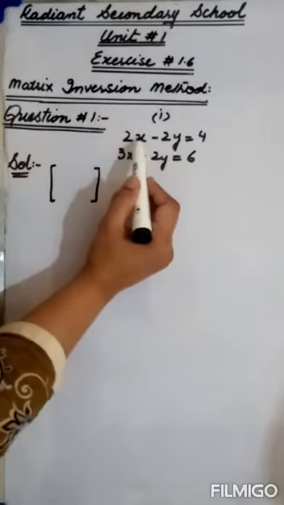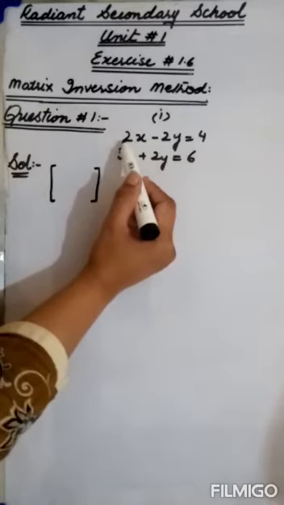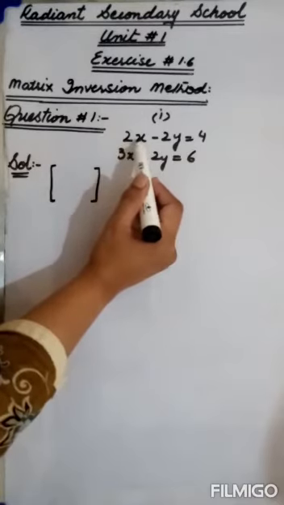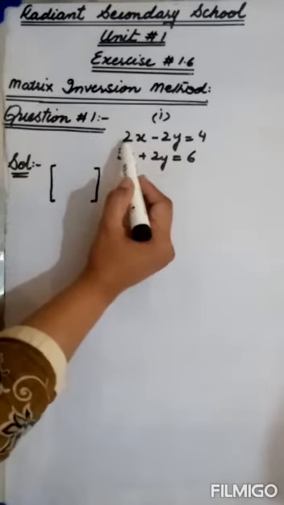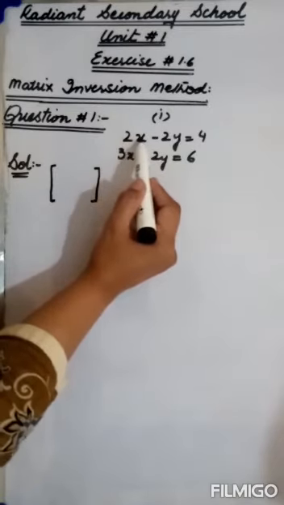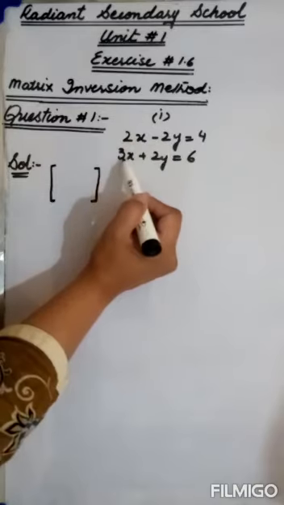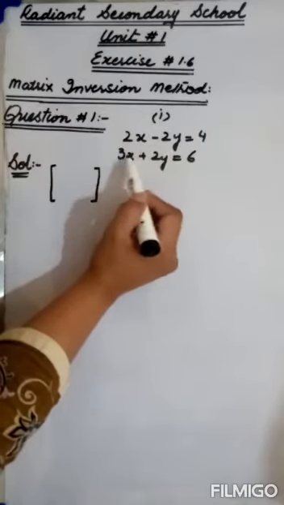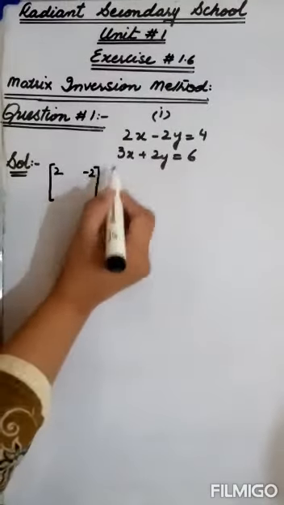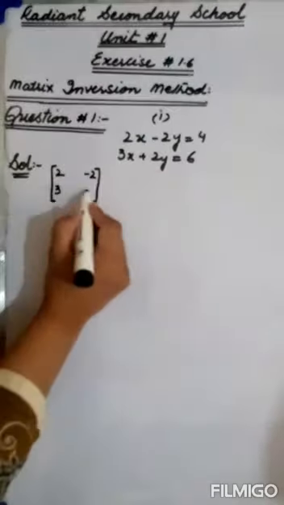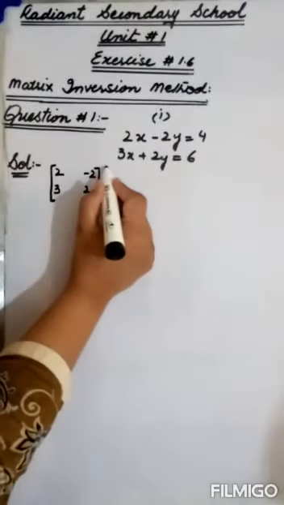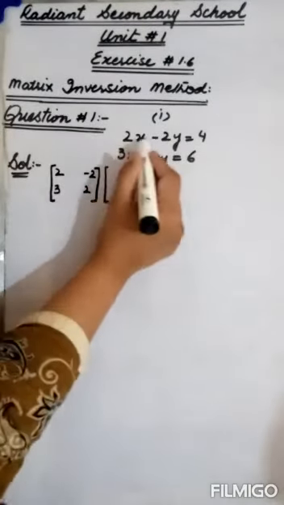And what are the coefficients? Coefficients are the values which are multiplied with the variable. These are the multiplying factors of the variable. Like this 2 is the coefficient of this x, this is -2, this is 3 and 2. We will write these coefficients in matrix form: 2, -2, 3 and 2. Okay. Next will be the matrix of variables.